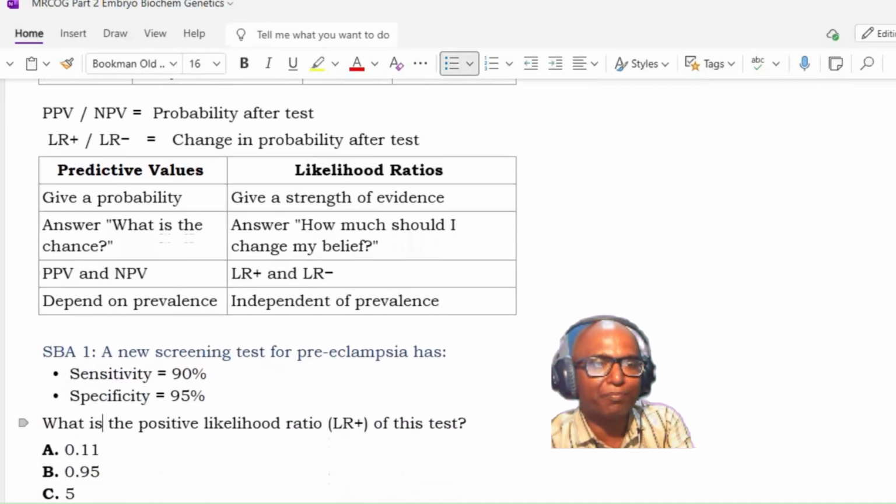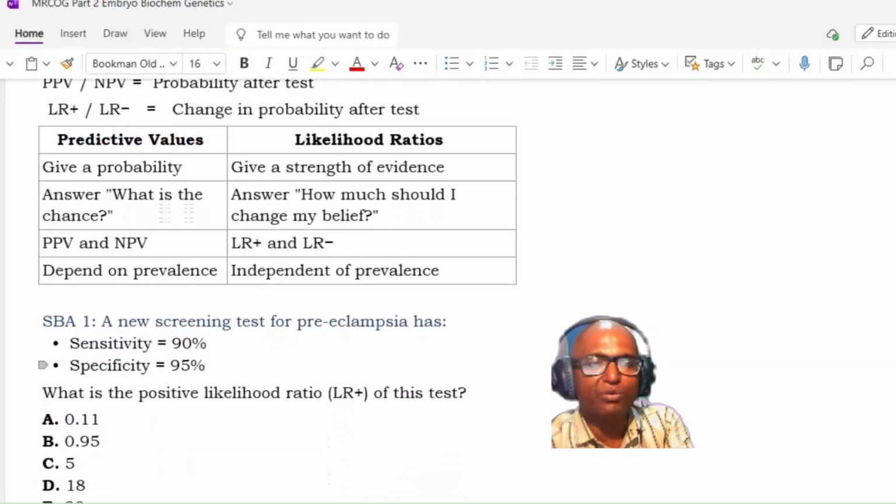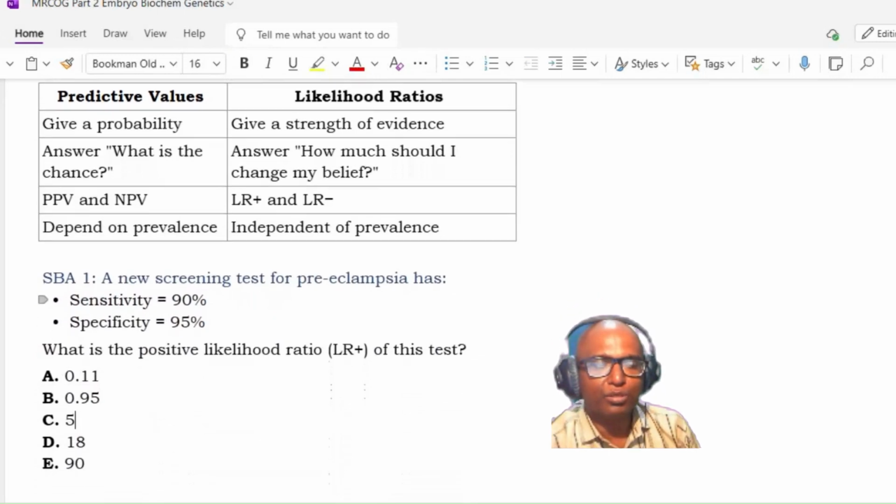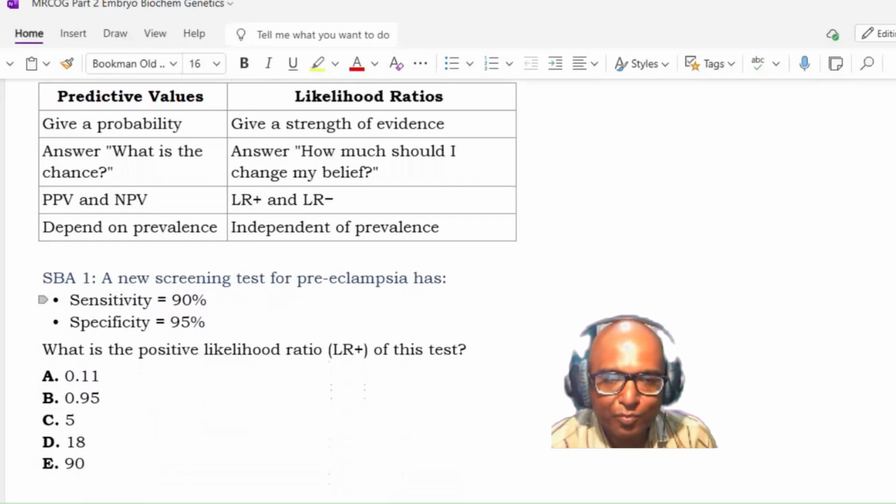Okay. So for example, we have a few SBAs now. We'll try to solve the SBAs with the help of formulas which we have learned. So Dr. Sansi, you want to go ahead now?